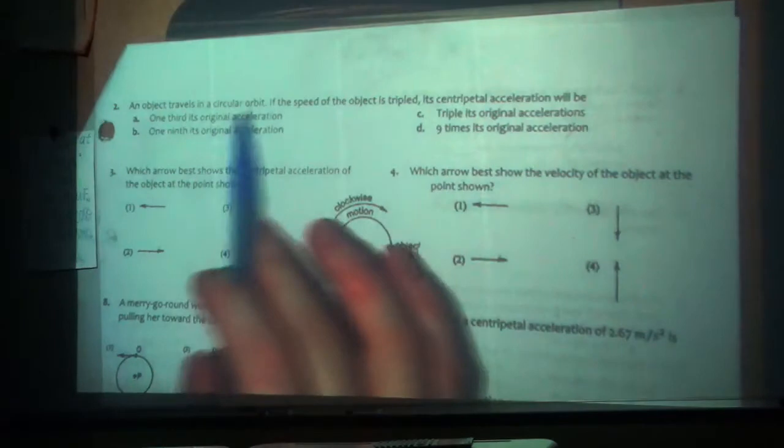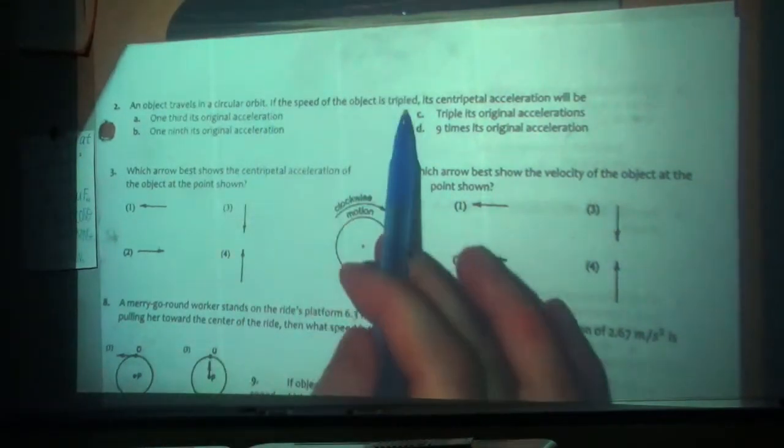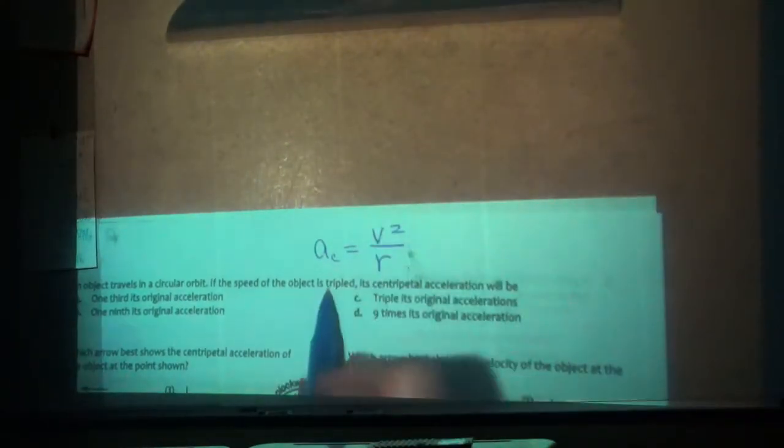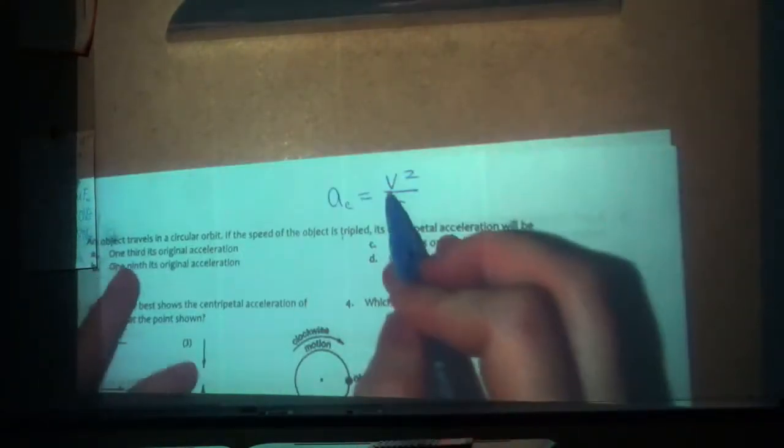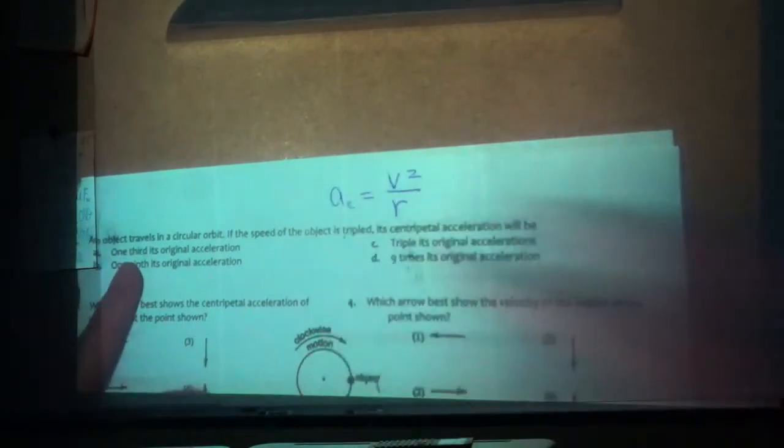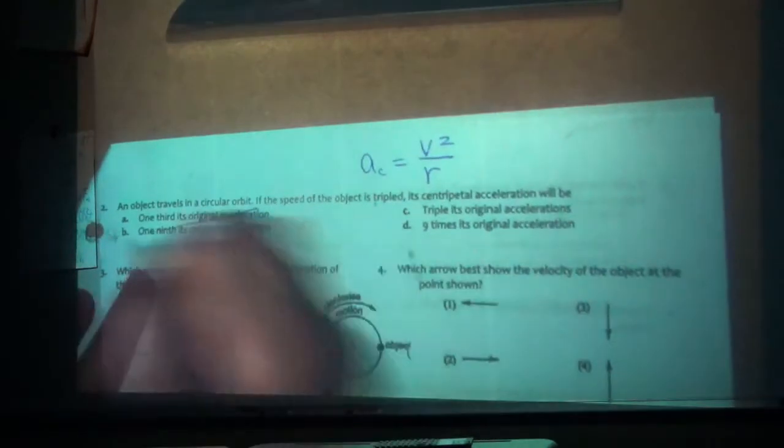An object travels in a circular orbit. If the speed is tripled, its centripetal acceleration will be, well, if you look at your equation, v squared over r, if it's going faster, then it definitely has more acceleration because this is a direct relationship, right? More velocity does mean more acceleration, so we can cross off a and b.